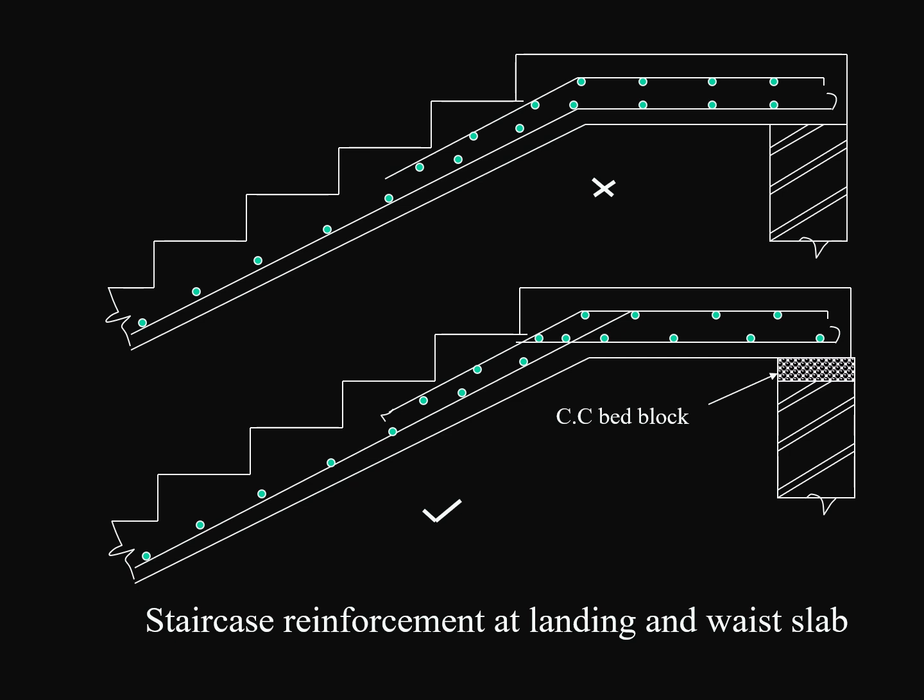The first one is wrong, second one is correct. The bars should be crossed as shown, and you must provide a concrete bed block in case of load bearing wall structures.